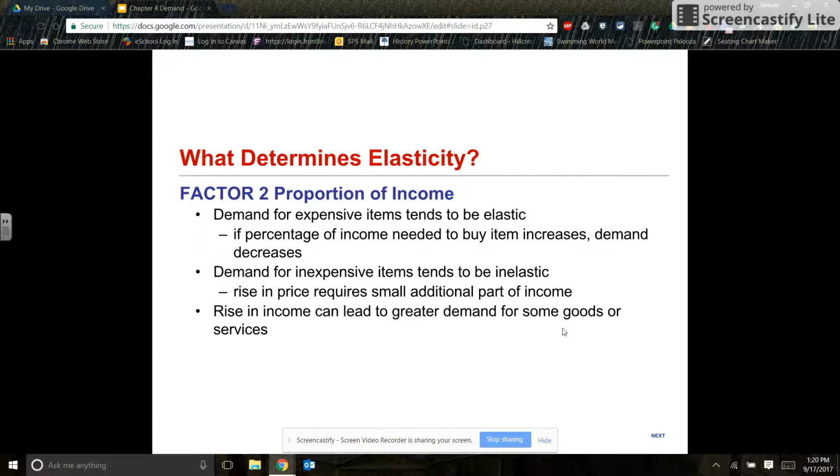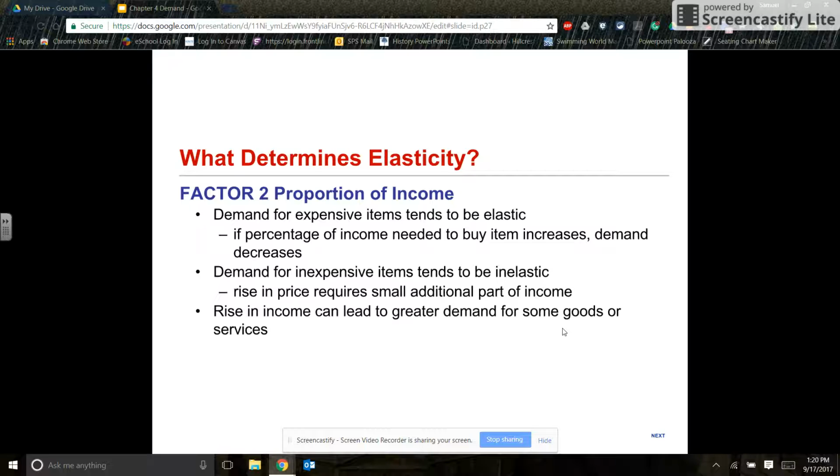For example, cars. I used the example before of my dream car. Well, if I somehow miraculously manage to save the money to buy that car, and then they raise the price on it $50,000, my demand is going to go way down, and I'm probably just going to buy another car.